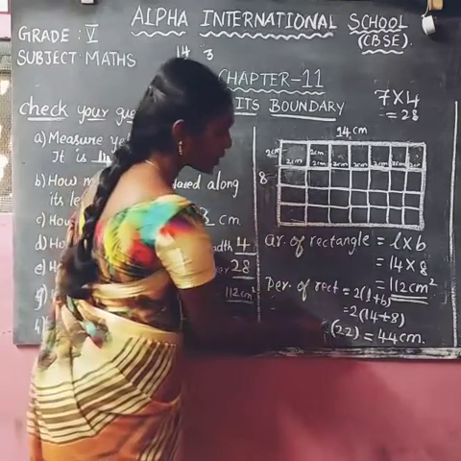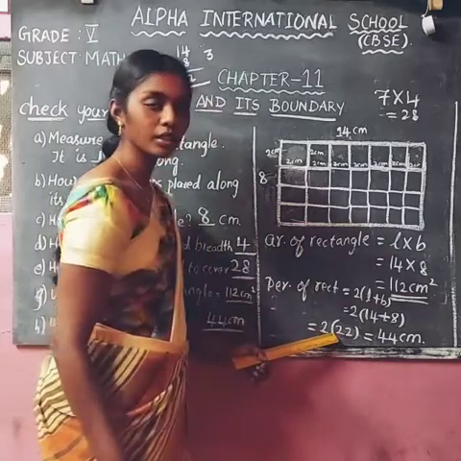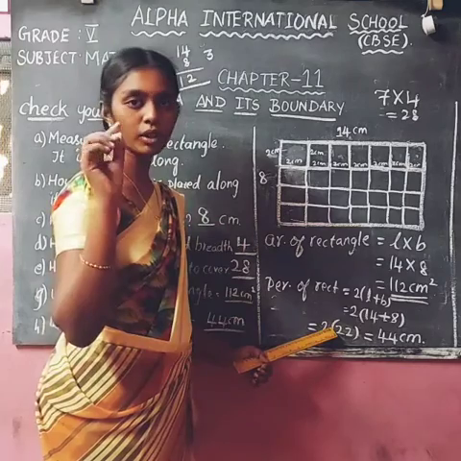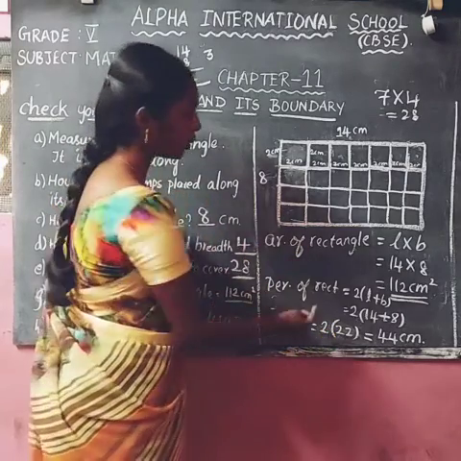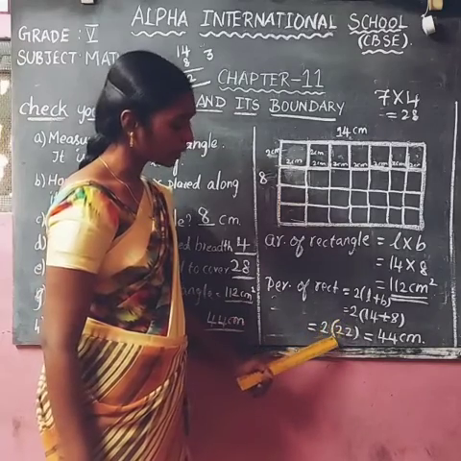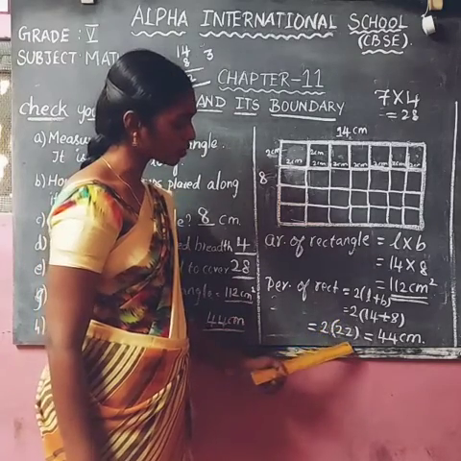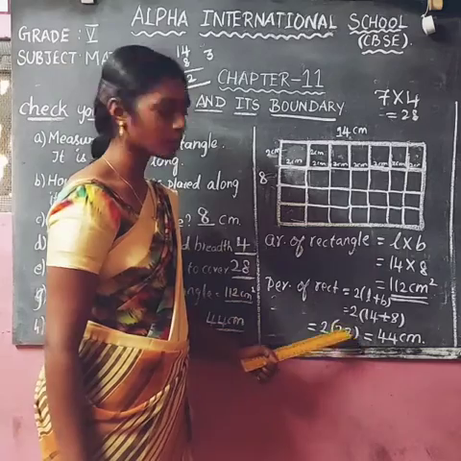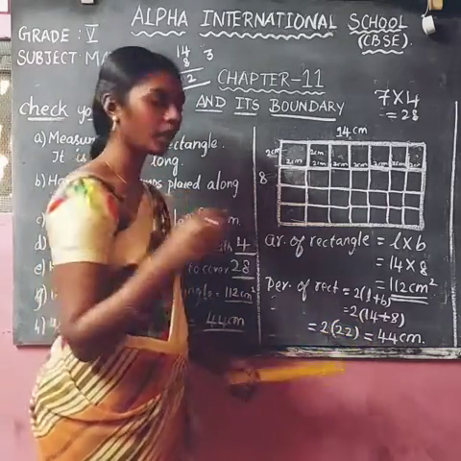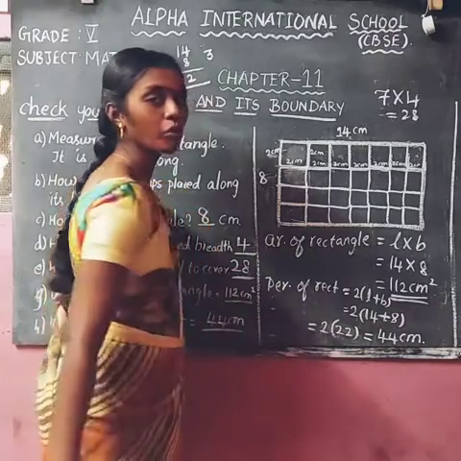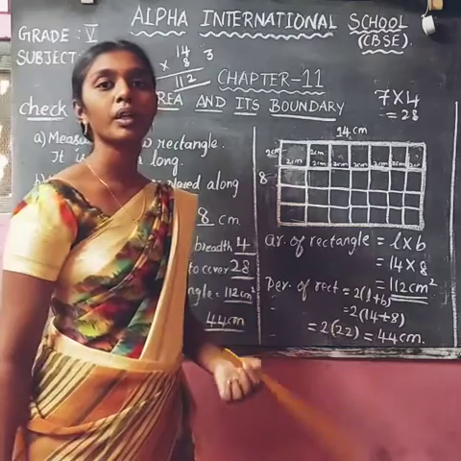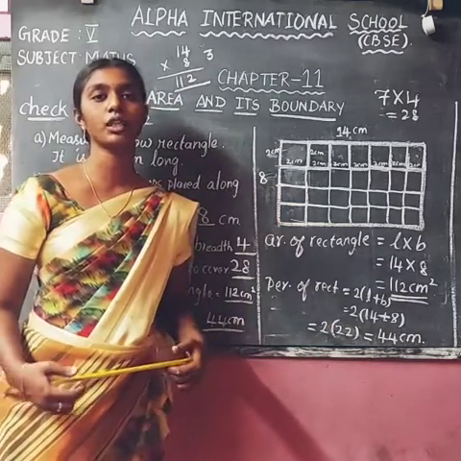If it is addition, they will put the addition symbol. If it is subtraction, they will put the minus symbol, and if it is division, they will put the division symbol. For multiplication alone, we can directly write like this. See here, this number, suddenly the open bracket, there is no symbol, no operation in between. So this means there is a multiplication symbol. Okay, so 2 into 22 we want to multiply. 2 into 22 gives me 44 centimeter. So the perimeter of the rectangle is 44 centimeter.